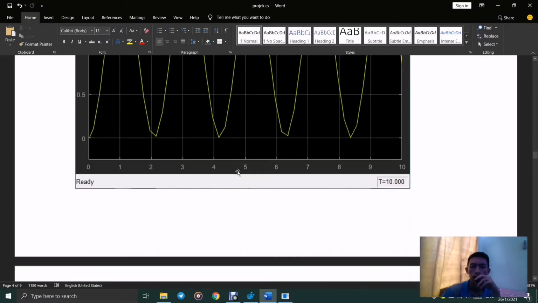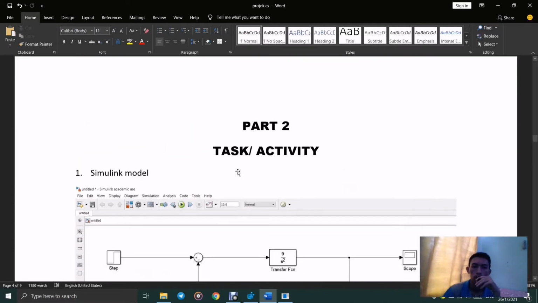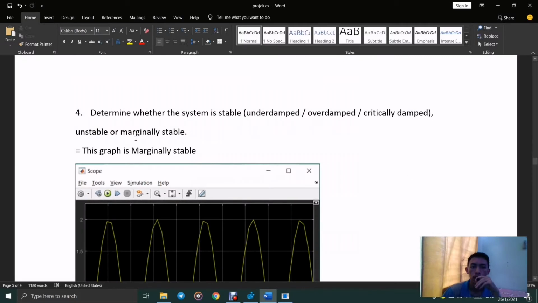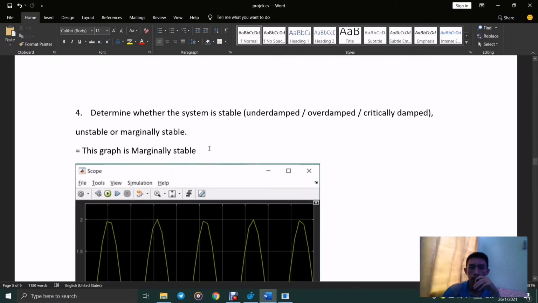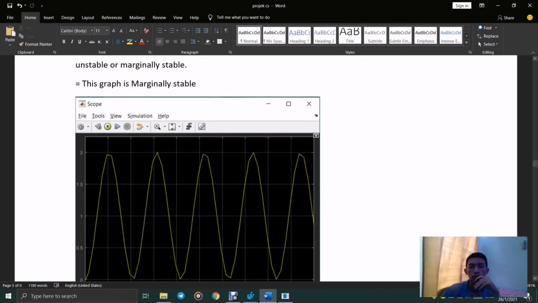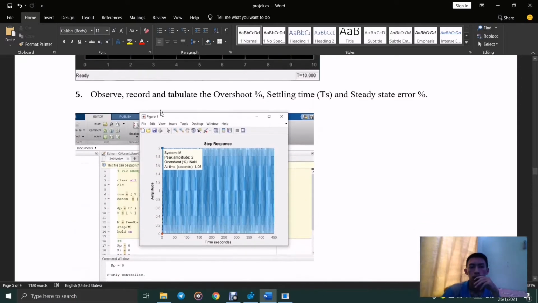Here is the step response for the simulation. Okay, number 4, the question asks to determine whether the system is stable, unstable or marginally stable. From this, I can see that my graph is marginally stable. Okay, number 5, observe, record and tabulate overshoot, settling time and steady state error.